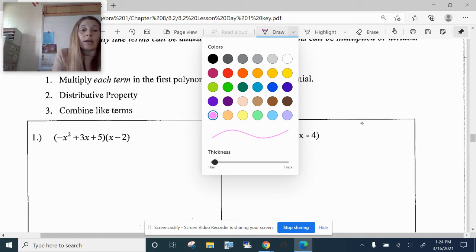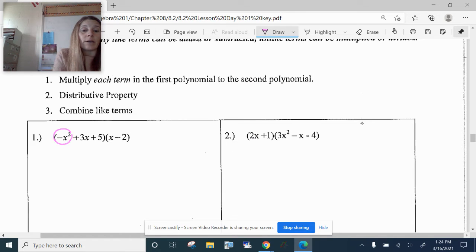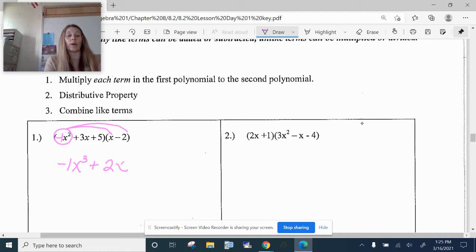So, for example, this first parenthesis here actually has 3 terms. So I'm going to distribute 3 times. So first, I'm going to do negative 1. This is really a negative 1, x squared times x. So that's going to give me negative 1 x to the third. Then I'm going to distribute that to the negative 2. So the negative times the negative gives me a positive 2, and it's an x squared.